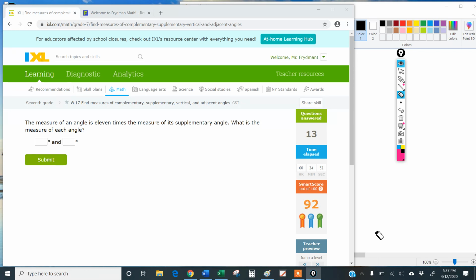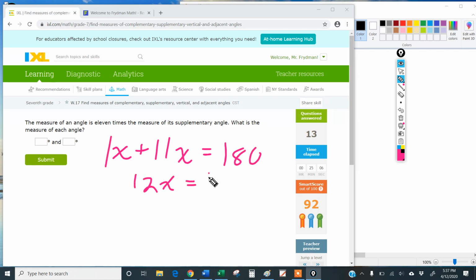Okay, so I'll just do this one again real quick. This is going to be x plus 11x equals 180. So that's going to give me 12x equals 180. And then divide both sides by 12. So we get x equals, let's see, that's going to be 1 and then 15, right?